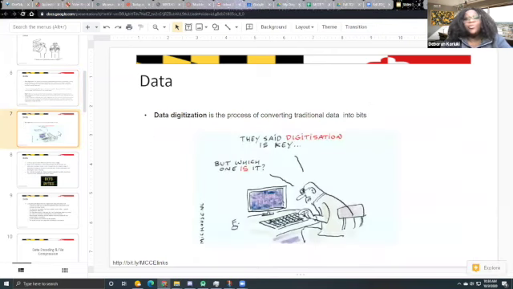So now you find most people digitize it, and this is what they're doing. They say to digitize the key, but which one is it? So it's the process of converting traditional data into bits, and people are still having a lot of difficulties doing that because we are producing thousands and thousands and thousands of terabytes every single day. So go to the next slide, Nick.